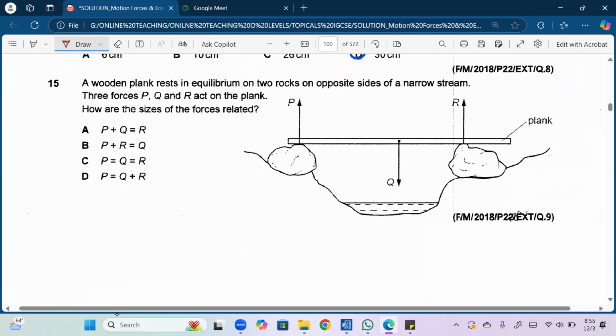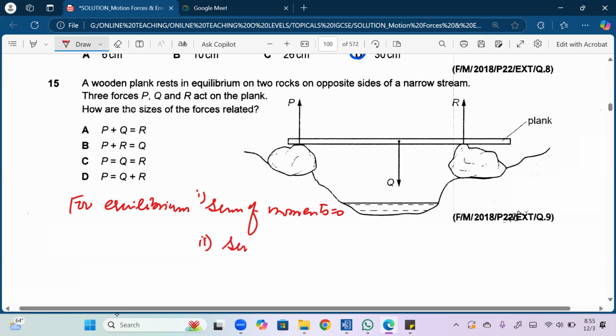So for equilibrium, sum of moments must be equal to zero. This is the first condition. And the second condition is sum of forces must be equal to zero. Because this is a system which is actually stable on two stones, obviously it is not going to rotate. So we would go for the next option.